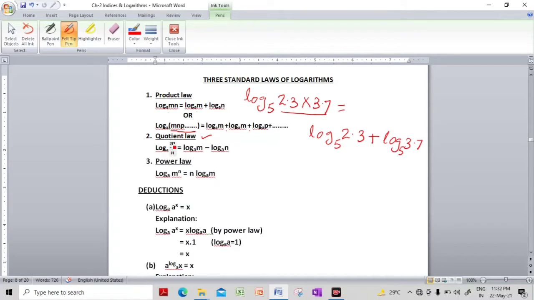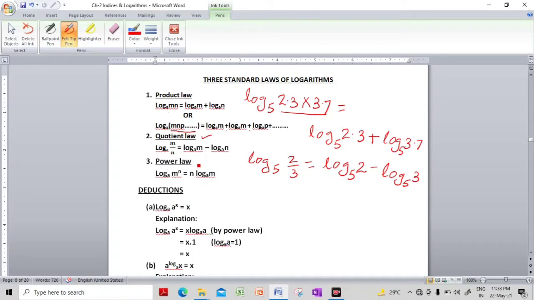Now let us come to the second law, which is quotient law. It states that log of m upon n to the base a is equal to log of m to the base a minus log of n to the base a. For example, if you need to calculate log of 2 upon 3 to the base 5, then this can be further written as log of 2 to the base 5 minus log of 3 to the base 5.